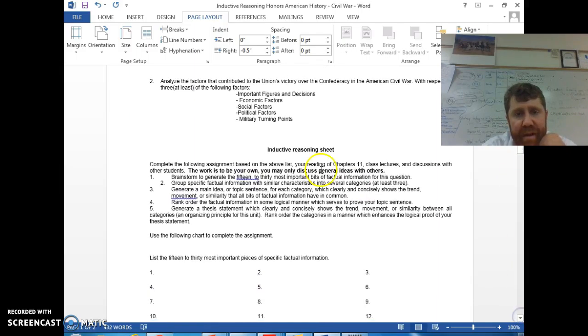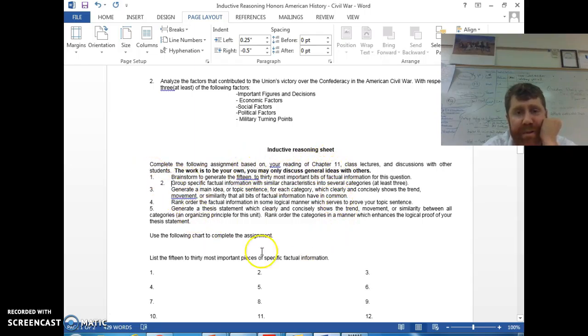Big thing I want to say is that complete the following assignment based on, once again, here's a couple changes that we have to make, based on your reading of chapter 11. Class lectures, discussions, Ken Burns is fair game. You can discuss this with other students. However, the work is to be your own. You may only discuss general ideas with others.